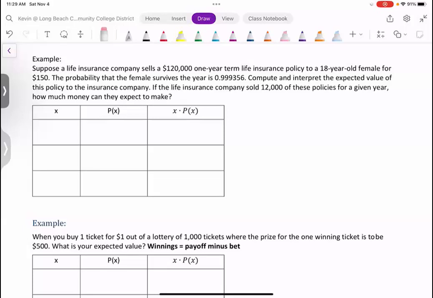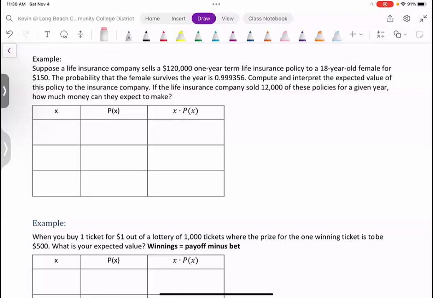Now, the probability that the female survives the year is 0.999356. That probability right there, the insurance companies pay a lot of money to get as exact as they possibly can so that they can optimize their pricing as well as their profits. Compute and interpret the expected value of this policy to the insurance company if the life insurance company sold 12,000 of these policies for a given year.